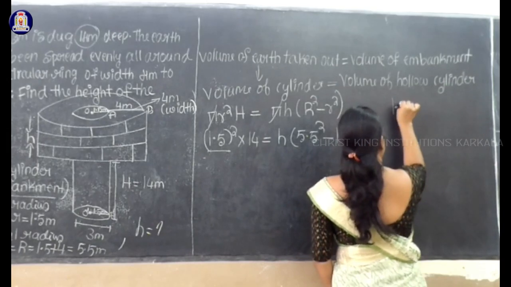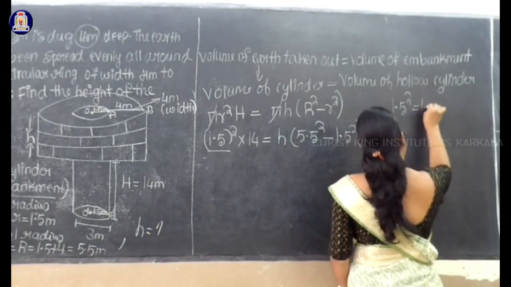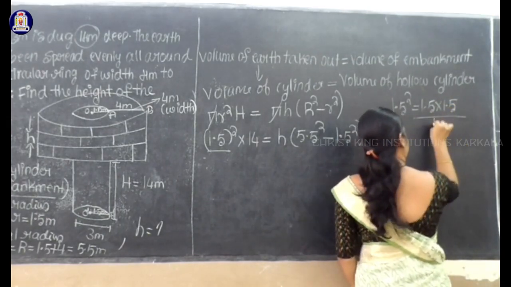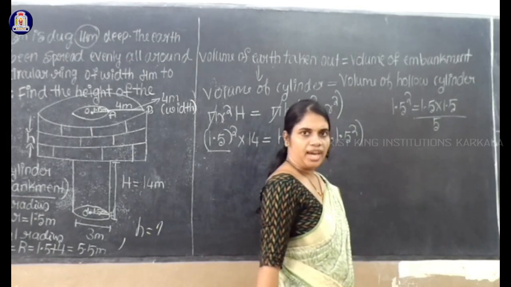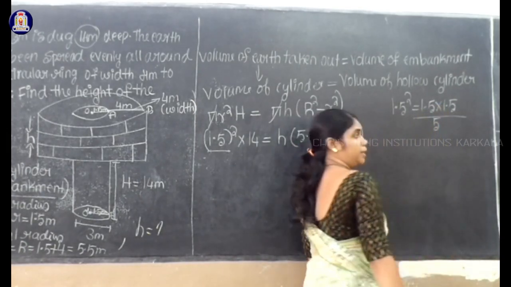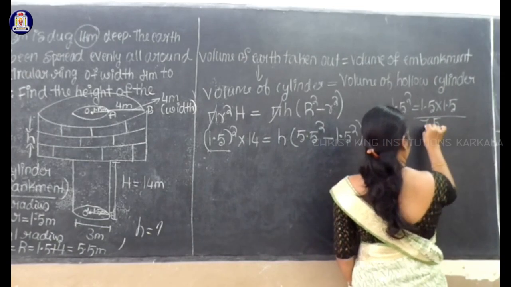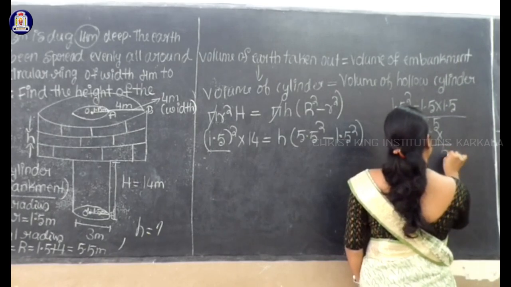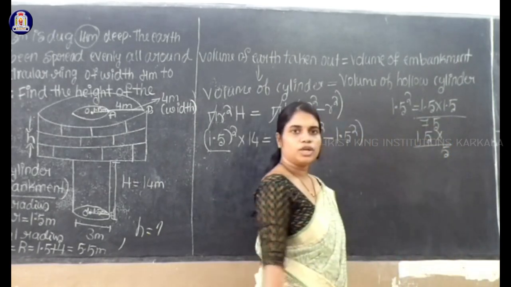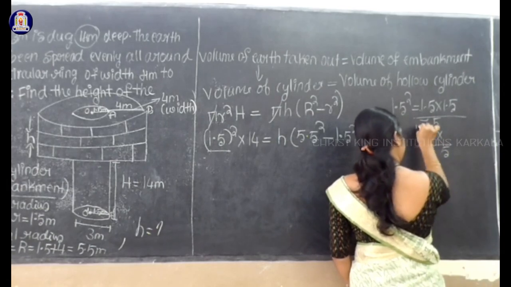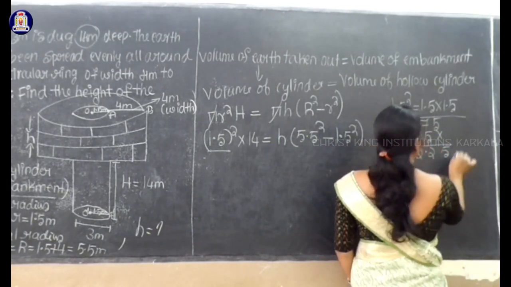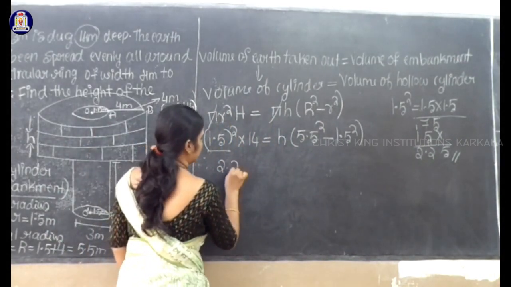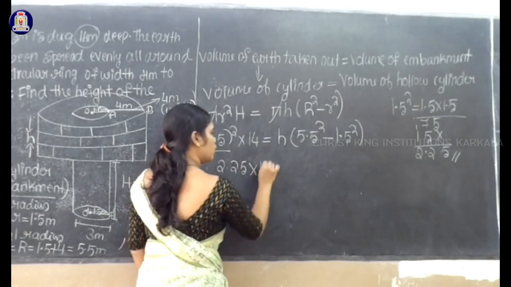1.5 whole square is nothing but 1.5 into 1.5. We'll simplify. 5 fives are 25, 2 carry. 5 ones are 5, 5 plus 2 equal to 7. 1 into 5 is 5, 1 into 1 is 1. 7 plus 5 equal to how much? 12. 1 carrying 2. So what is the answer? 2.25 I will get. 2.25 into 14.